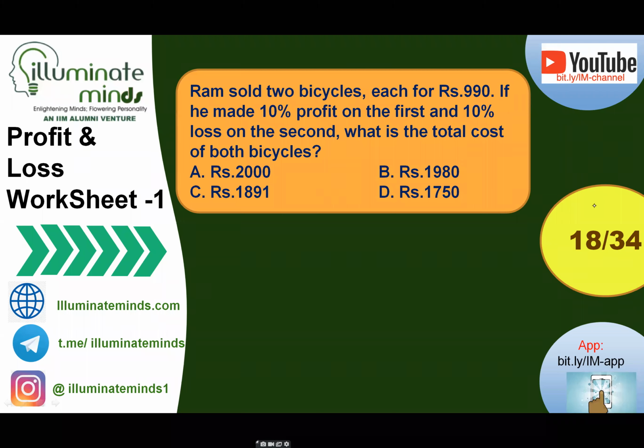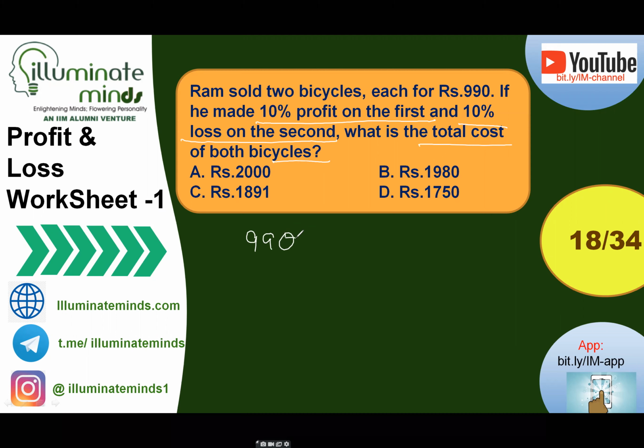Ram sold 2 bicycles, each for rupees 990. If he made 10% profit on the first and 10% loss on the second, what is the total cost of the cycles? Correct, guys? So 990 for both of them. That will be equal to 1% loss.